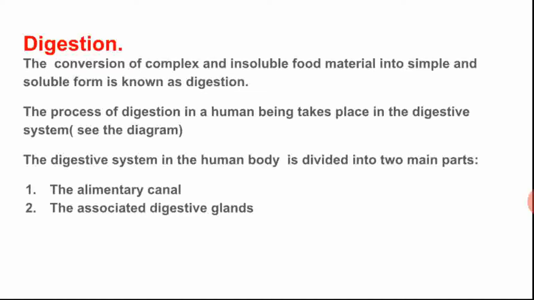The process of digestion in a human being takes place in the digestive system. The digestive system in the human body is divided into two main parts. First is the alimentary canal and the second is the associated digestive glands. So the main parts of the digestive system in the human body are the alimentary canal and the associated digestive glands.